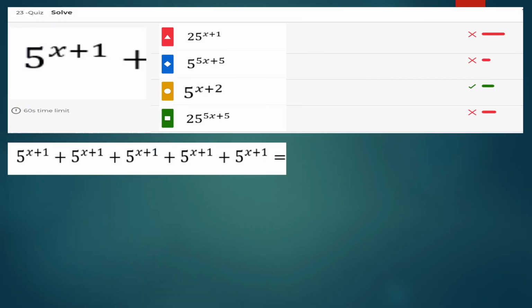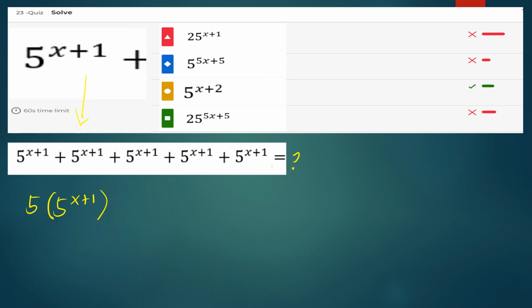Okay, so let us have quiz item number 23. Okay, so we're going to solve this equation. So, nire-write ko lang siya dito para makita natin ang buo yung equation. Okay, so we have 5 raised to x plus 1 plus 5 raised to x plus 1 plus 5 raised to x plus 1 plus 5 raised to x plus 1 plus 5 raised to x plus 1 is equal to what value? So, that is what we're going to solve for. Okay, so kung mapapansin nyo, we have limang 5 raised to x plus 1. So, itong ating expression na ito can be written as 5 times 5 raised to x plus 1.